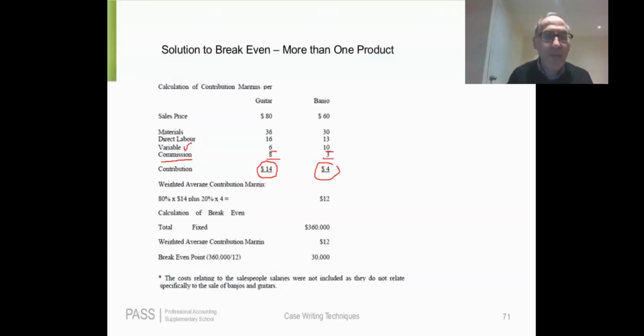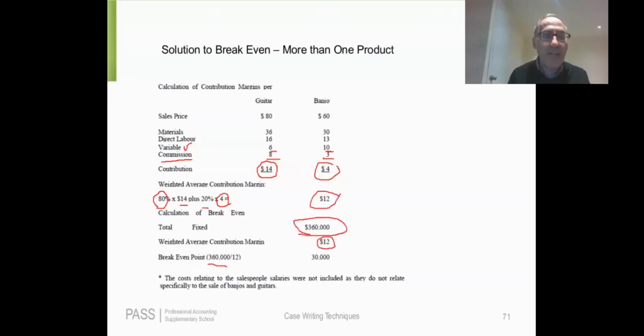The weighted average we calculate by taking 80% times the contribution margin for guitar plus 20% times the contribution margin for banjos, given that we're expecting an 80-20 split, and we end up with a weighted average contribution margin of $12. So to calculate my break even, what I would do is the following. I would take my total fixed cost, and then I would divide by my weighted average contribution margin of $12.